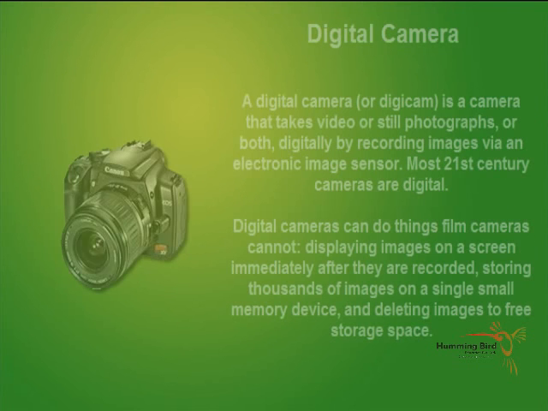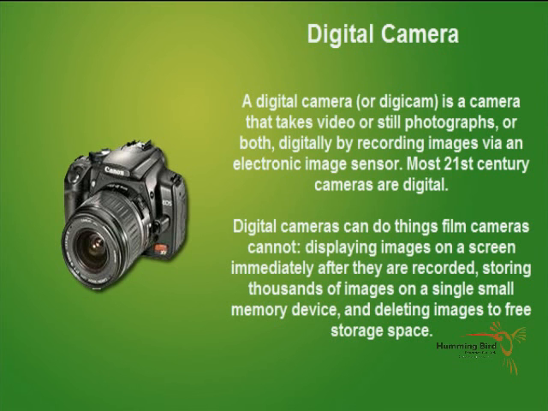The next input device is digital camera. A digital camera or digicam is a camera that takes video or still photographs or both digitally by recording images via an electronic image sensor. Most 21st century cameras are digital. Digital cameras can do things film cameras cannot: displaying images on screen immediately after they are recorded, storing thousands of images on a small memory device, and deleting images to free storage space instantly.